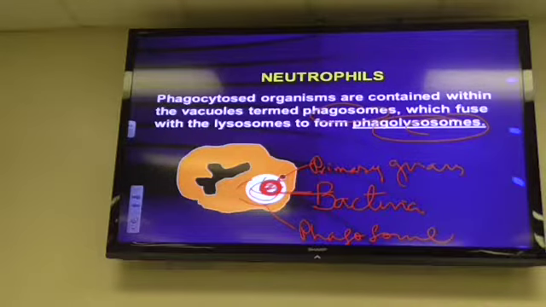But when we talked about macrophages, they do the same thing. They bring it in, and then they also release some toxic materials. But yesterday we said one specific molecule that they release to kill the ingested organism.